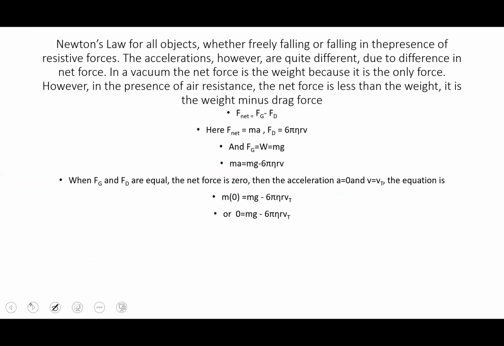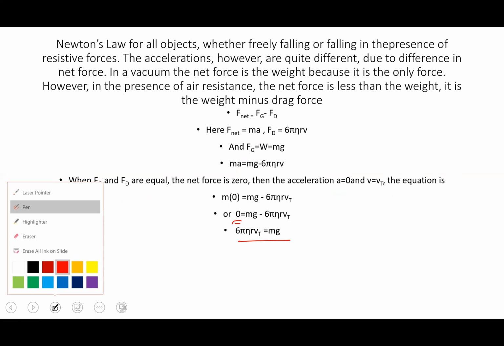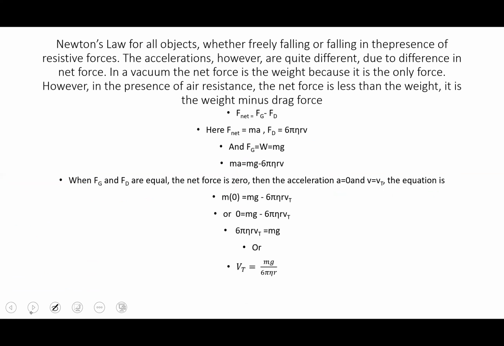We take the multiplication of 0 and m to be 0, which is equal to mg minus 6 pi eta r vt. From that we can derive the equation of vt by taking the negative sign to the other side. It will be 6 pi eta r vt is equal to mg. And if we want to calculate the value of vt, taking all of the other components to the other side, it will be vt is equal to mg divided by 6 pi eta r.